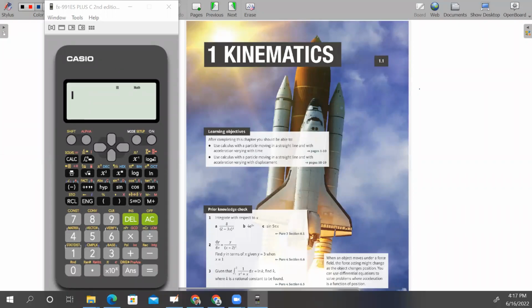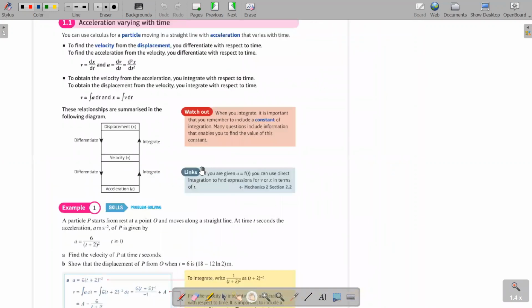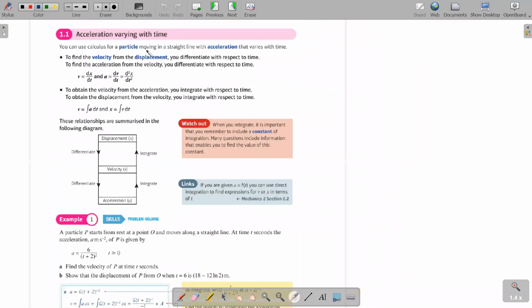Okay, so today we will start the discussion of chapter 1, kinematics. This is the first chapter in the Mechanics 3 book. The first chapter, kinematics, is all about acceleration varying with time. Are you hearing this? Acceleration varying with time. If you remember in M1 and M2, we were working with constant acceleration.